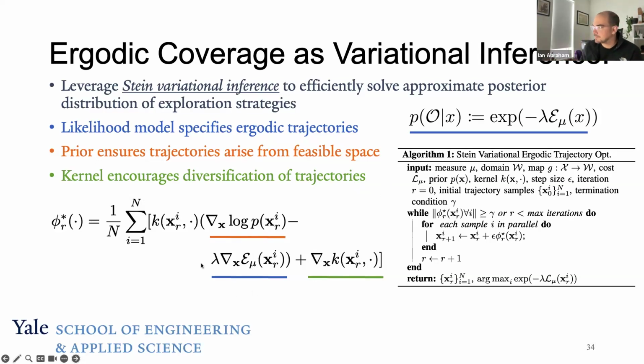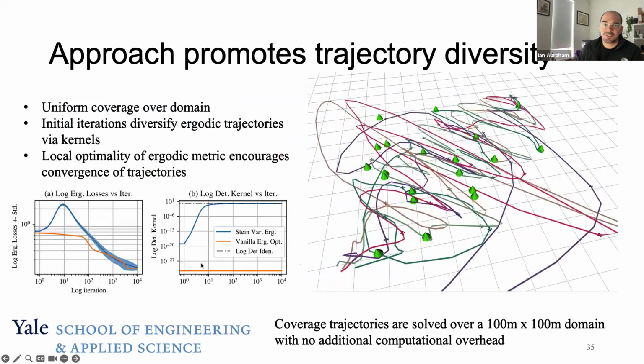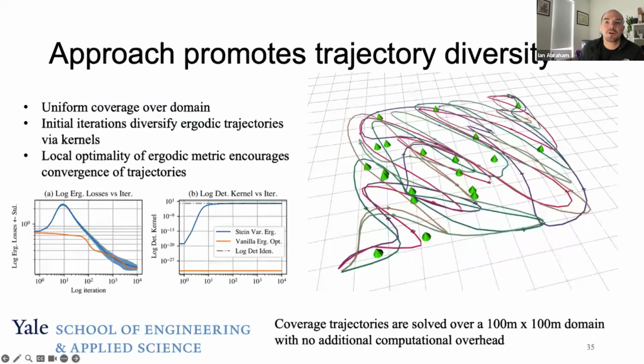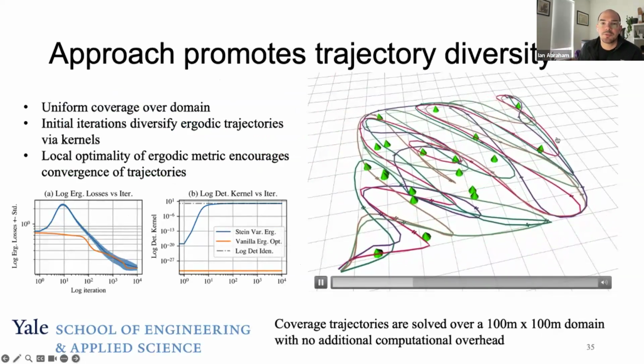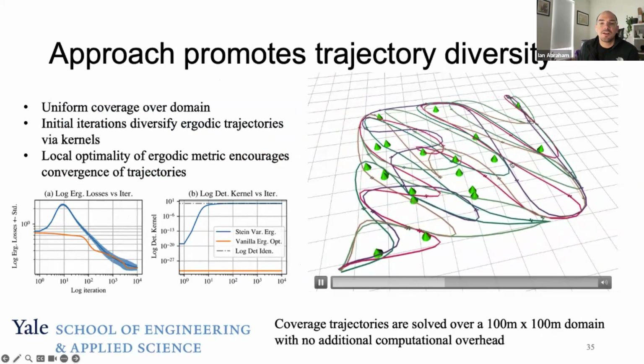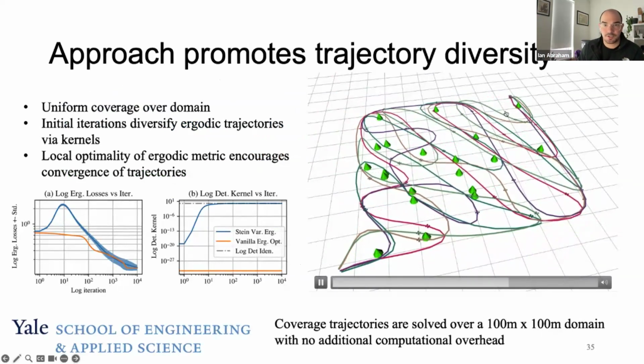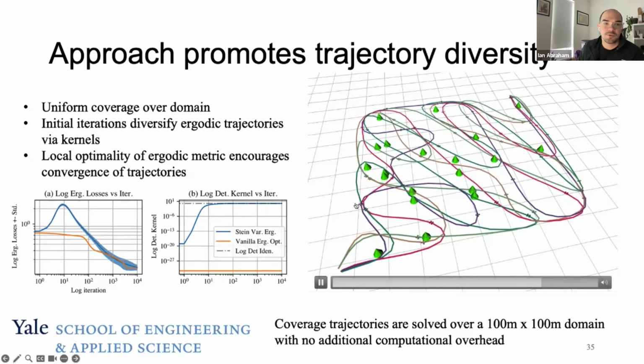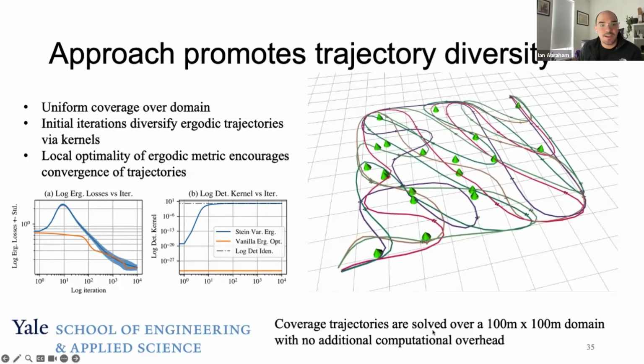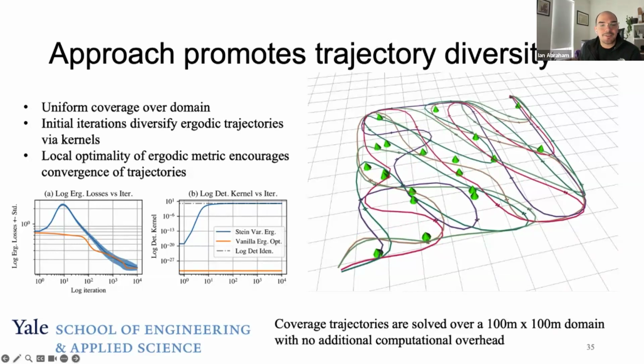ergodic coverage patterns. So in practice, this is a uniform coverage problem over some 100 by 100 meter domain where you have a bunch of trees in the way. And these are all the trajectory solutions that we get to uniformly cover and explore this forest domain. One of the things to note is that here on the bottom left, through this approach, our initial iterations first diversify the ergodic trajectory.